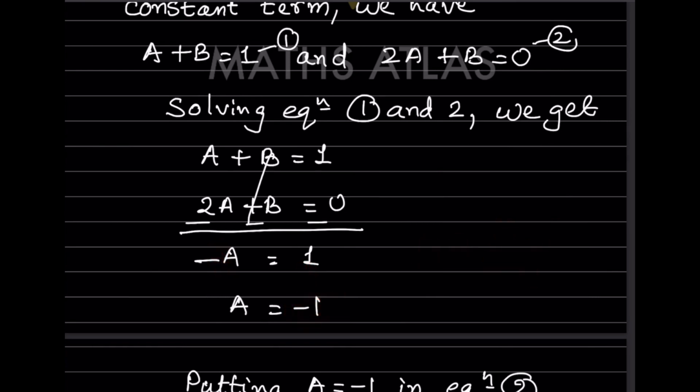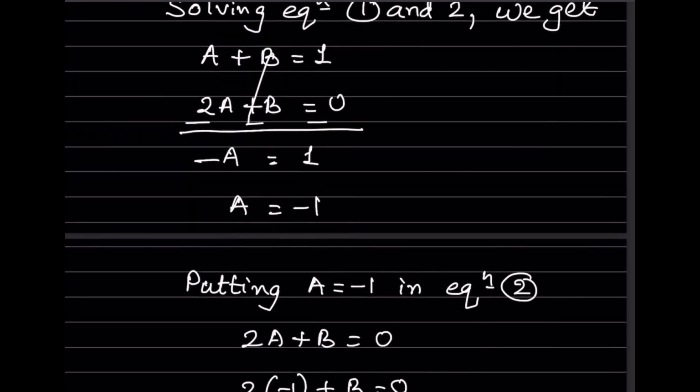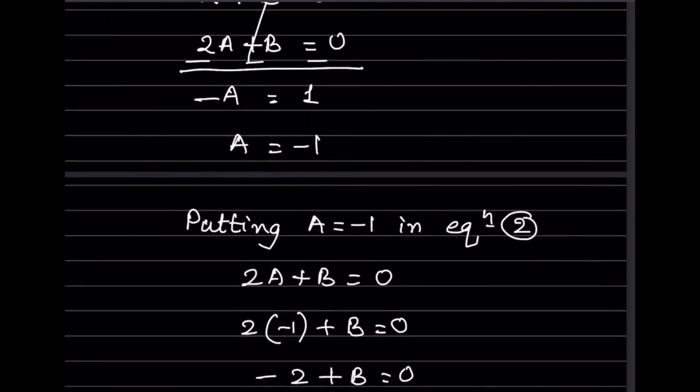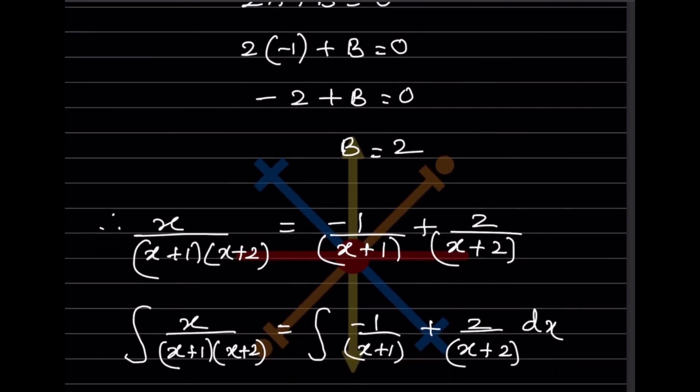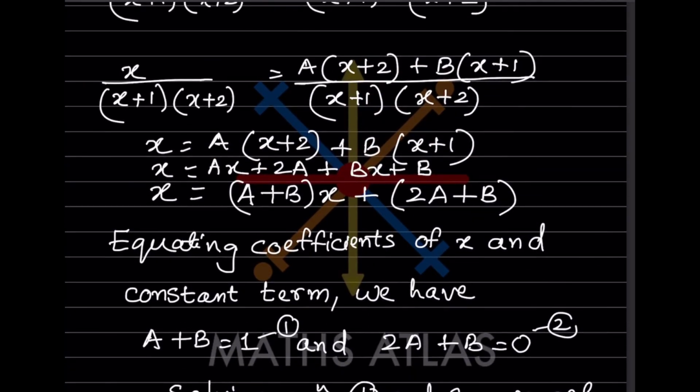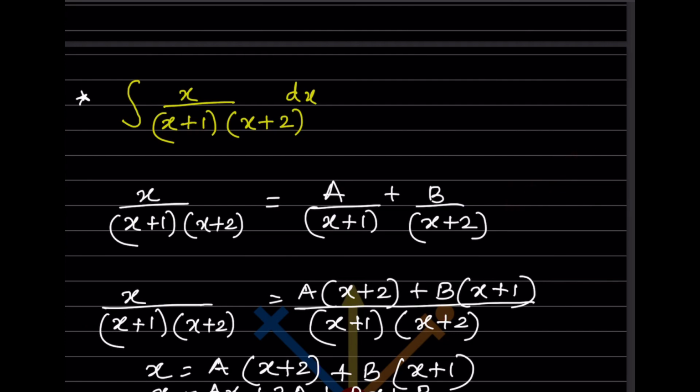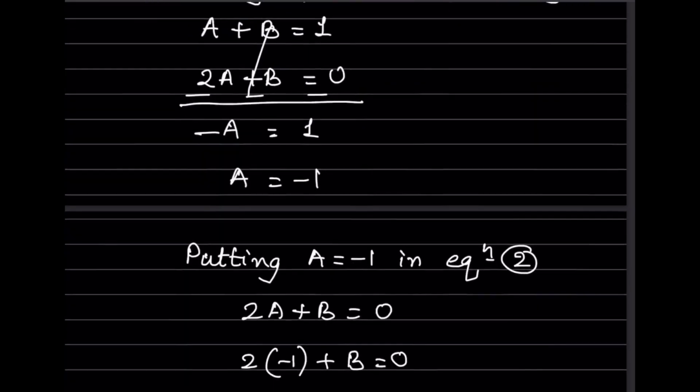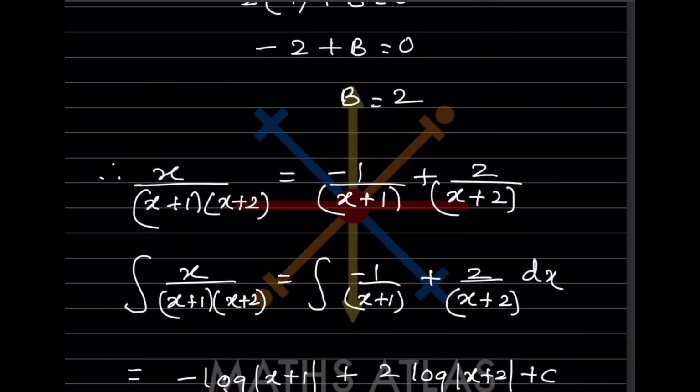If we put a equal to minus 1 in either of the equations, we get the value of b. I put it in this one, so in place of a I put minus 1. After solving this, we get b is equal to 2. Now what are we going to do? We put the values of a and b in this equation: a is minus 1 and b is 2. The rest is all the same. Now we will put the integration sign.